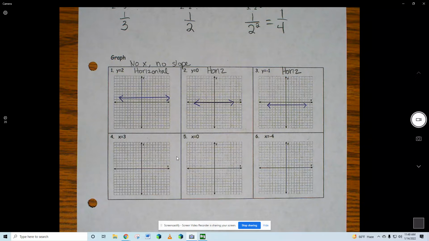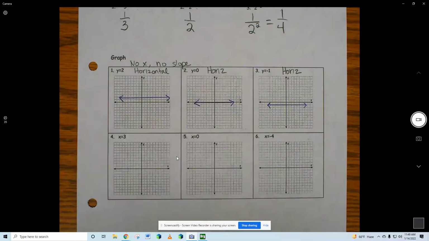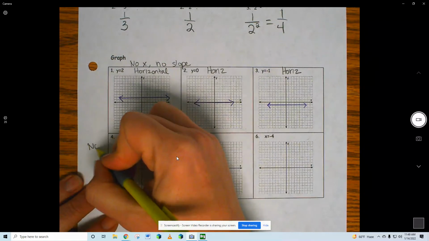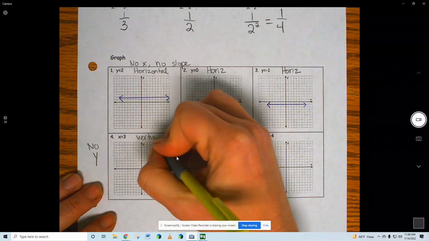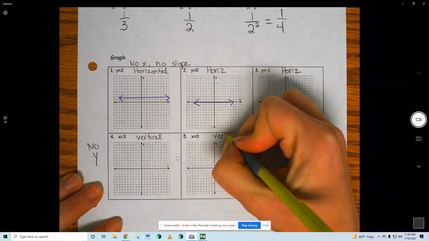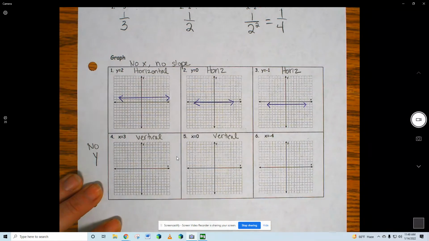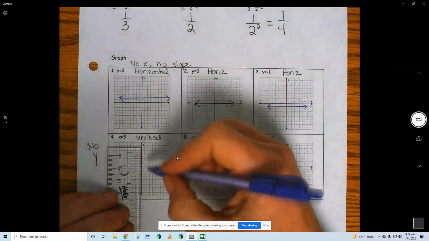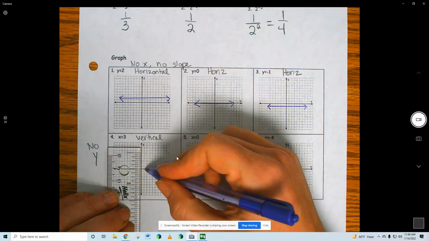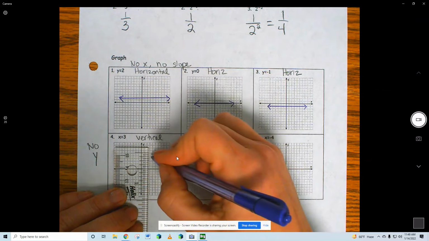So, 4, 5, 6. This has no y. It's just an x equals. These are vertical lines. Go to 3 on the x-axis. X equals 3. Make a vertical line up and down.